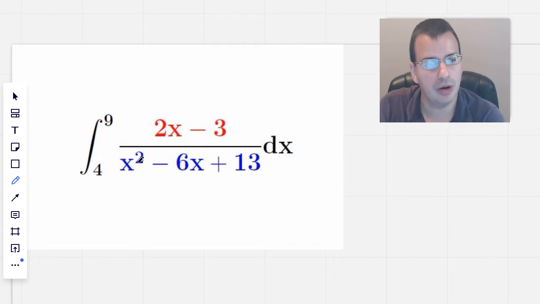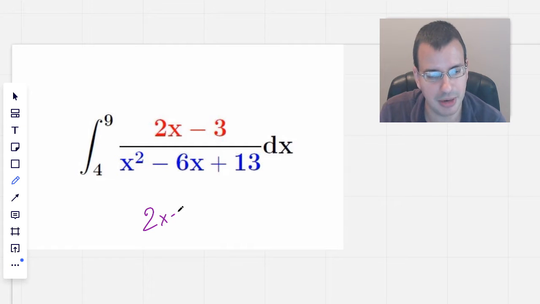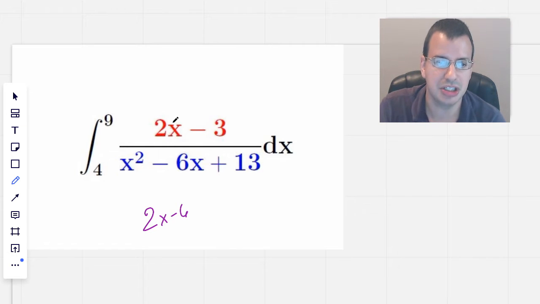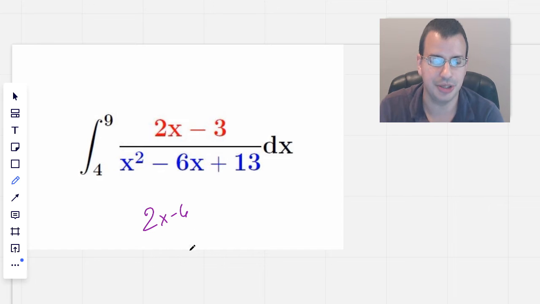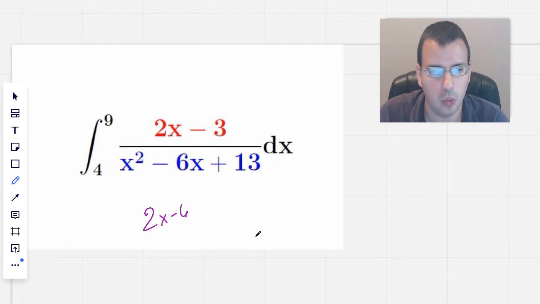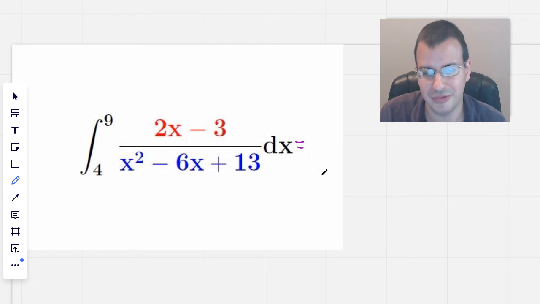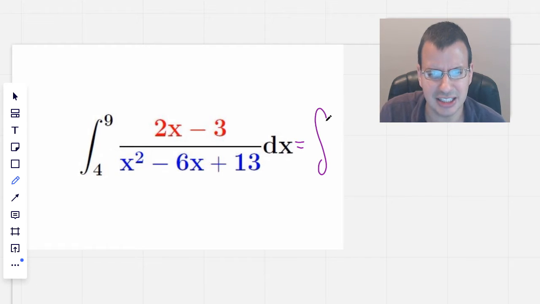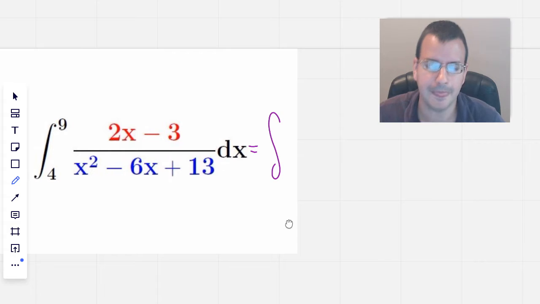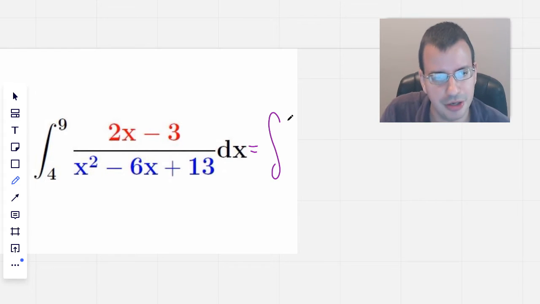Up here, if we take the derivative of this, we get 2x minus 6, which is kind of like this up there. So you can almost do substitution, but not quite. And so I'm just going to kind of fumble my way through this and see if I can make something useful. I'm going to start by doing 2x minus 3.